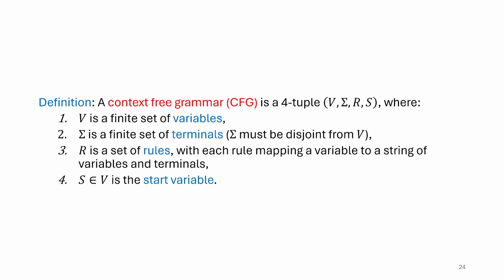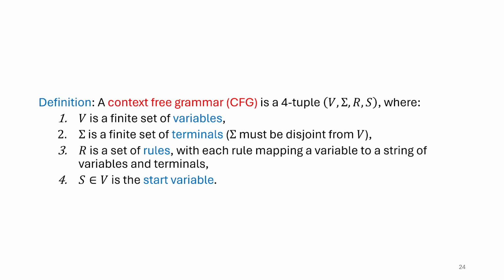This is going to be a 4-tuple. It's going to have 4 parts: V, sigma, R, and S. Sigma is the alphabet over the language, which we've been using, and that's also going to be the same in our context-free grammars. Here, though, we're going to say that they're the set of terminals. We've just given them a slightly different name.